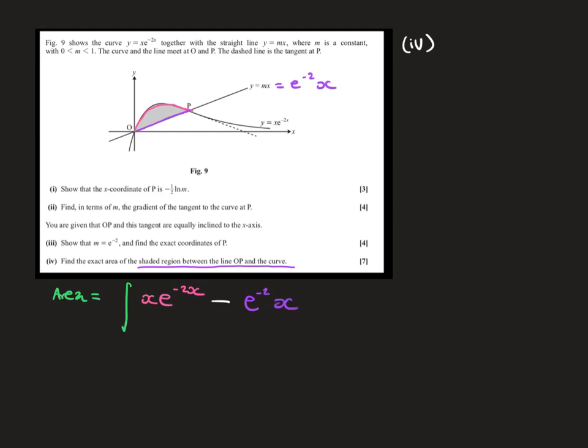And we need to then integrate that between the limits, which are here to here. So the x-coordinate of the lower limit is 0, and the x-coordinate of P is -1/2 ln m, but we just found out that that simplifies to 1 in the previous question. So this is the integral that we have to perform.